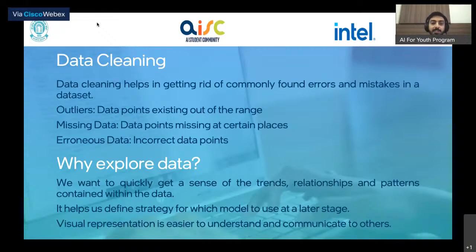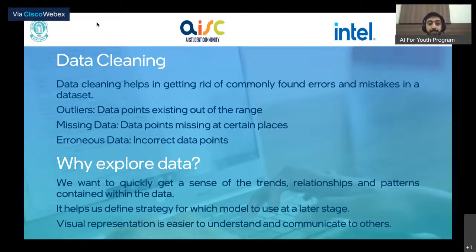Let's start with erroneous data. Erroneous data is nothing but incorrect data points or wrong data in your data set. For example, let's say you are collecting information of different people through surveys, and you are asking for their age. If someone writes the value of age as, let's say, 250, that's wrong, isn't it? How can someone's age be 250? So that is erroneous data. That's incorrect data.